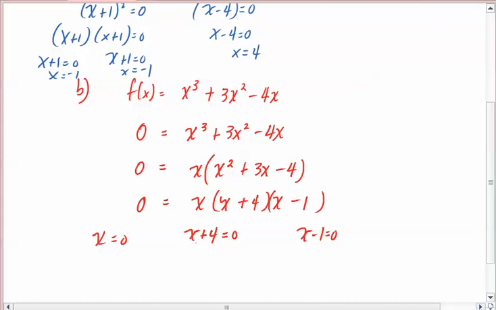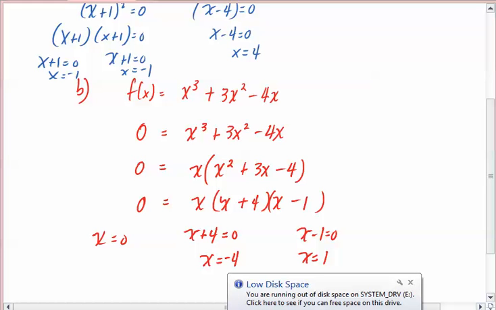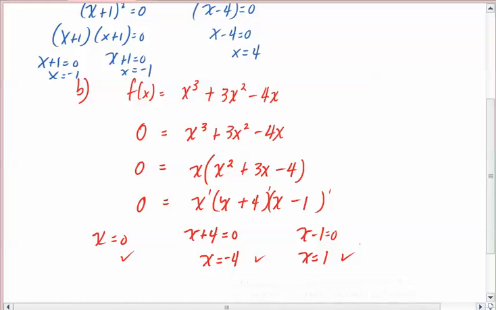Okay, so now this is an x-intercept. Here's an x-intercept of 1. It looks like each of these occurs one time, right? This is to the first power, the first power, the first power. They show up one time each. So we know then that at x equals 0, the graph is going to go through the x-axis. At x is -4, it's going to go through the x-axis. And at x is 1, it's going to go through the x-axis. Okie doke? Pretty simple, right?